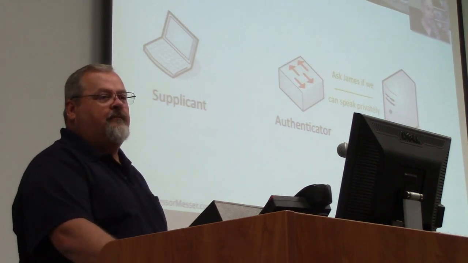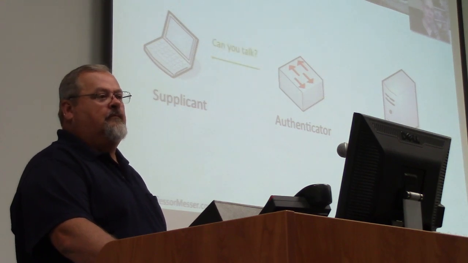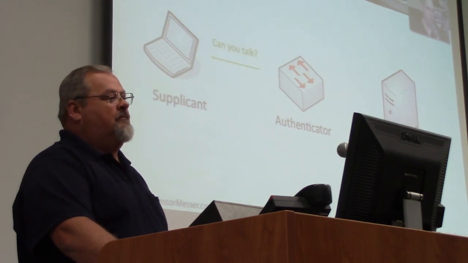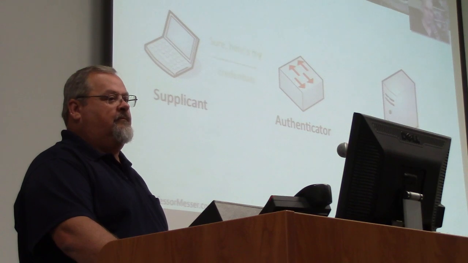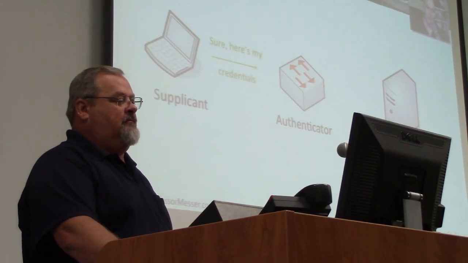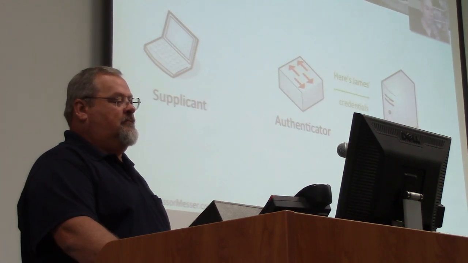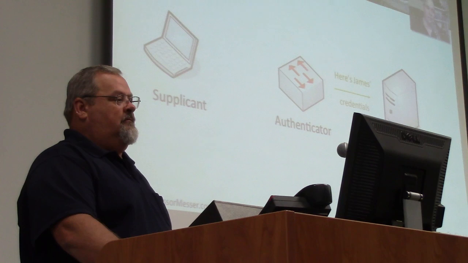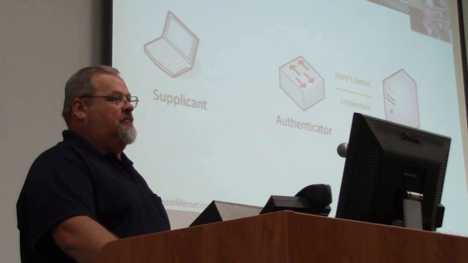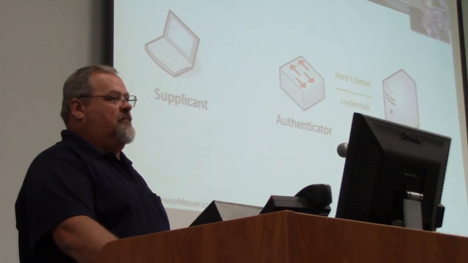The authenticator then sends a message to my workstation and says, okay, are you able to talk to the authenticator? I'm like, absolutely. Here's my username, here's my password, here's all the credentials that I need to get onto the network. The authenticator passes those off to the authentication server, who then checks my username, checks my password, and confirms that I am really who I say I am.